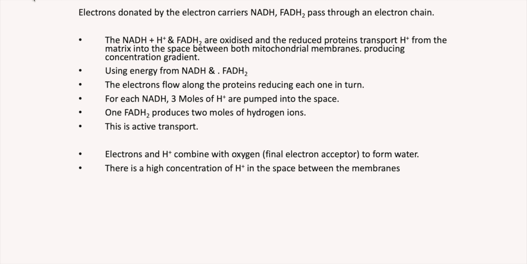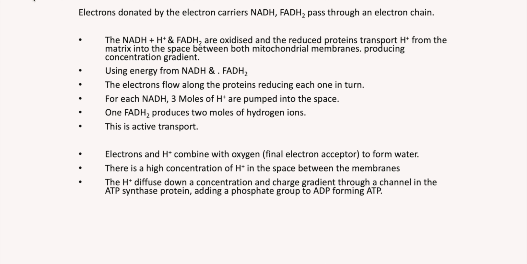That super high concentration of hydrogen that we've built up in the intermembranous space diffuses down the concentration gradient through ATP synthase, which forms ATP from some ADP. How on earth does that happen? Well, it's actually quite remarkable the way it works. It's like little crazy nanomachines.